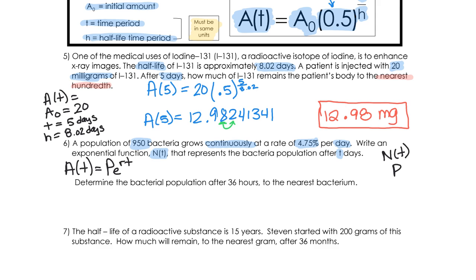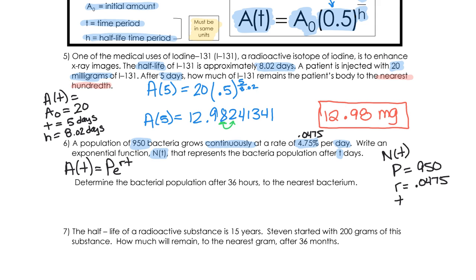Our P is going to be our population that we started off with, which is 950. E is in our calculator, so we don't have to worry about that. R is our rate, which as a decimal is 0.0475. And our T, they're not telling us what that is, so we're just going to leave it T, okay?